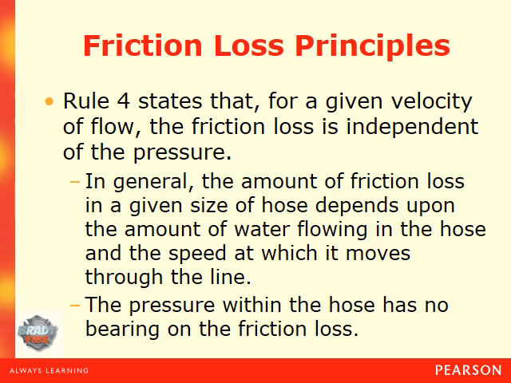Rule 4 states that for a given velocity of flow, the friction loss is independent of the pressure. In general, the amount of friction loss in a given size of a hose depends upon the amount of water flowing in the hose and the speed at which it moves through the line. The pressure within the hose has no bearing on the friction loss.